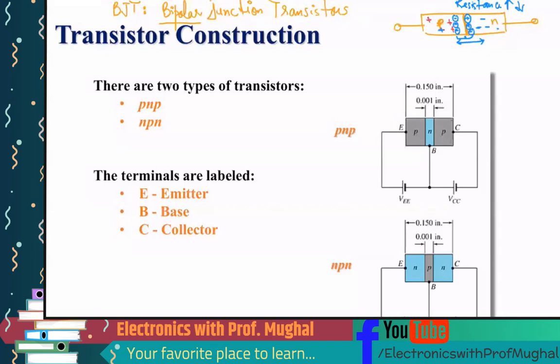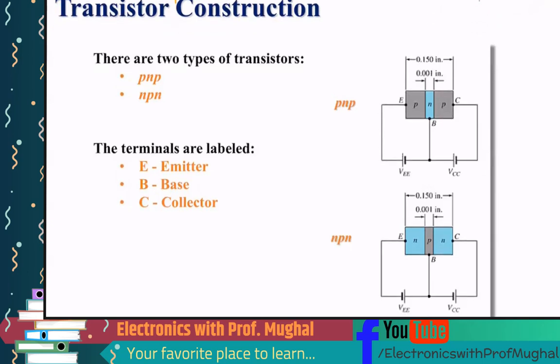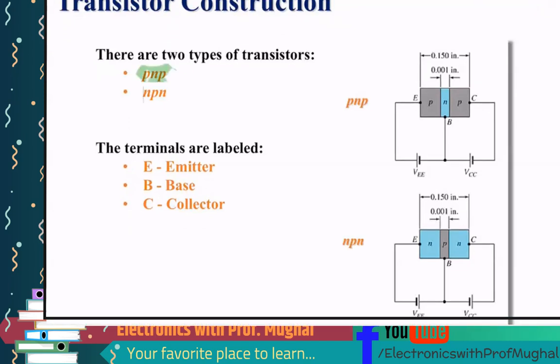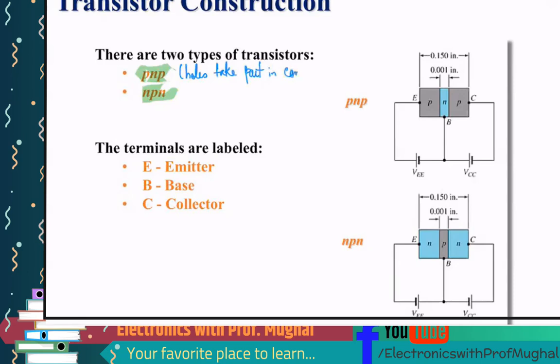In a transistor, you'll have two junctions, not one, unlike a diode, okay? So keep that in mind. That's why it's referred to as the bipolar junction transistor. So what are the two types? PNP and NPN. What is the difference between the two? In a PNP transistor, holes take part in conduction, and in NPN, electrons take part in conduction.